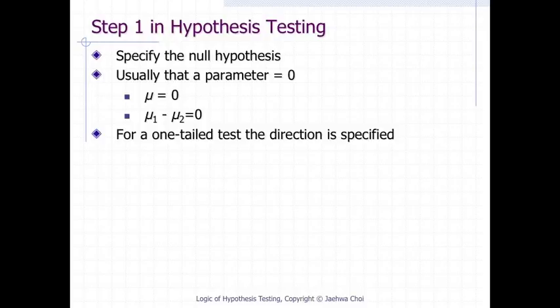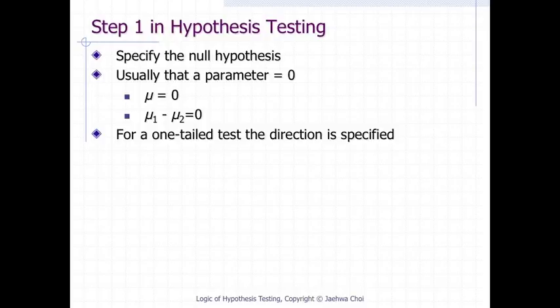For a two-tailed test, the null hypothesis is typically that a parameter equals 0, although there are exceptions. Typical null hypotheses are mu equals 0 and mu1 minus mu2 equals 0. The latter is equivalent to mu1 equals mu2.